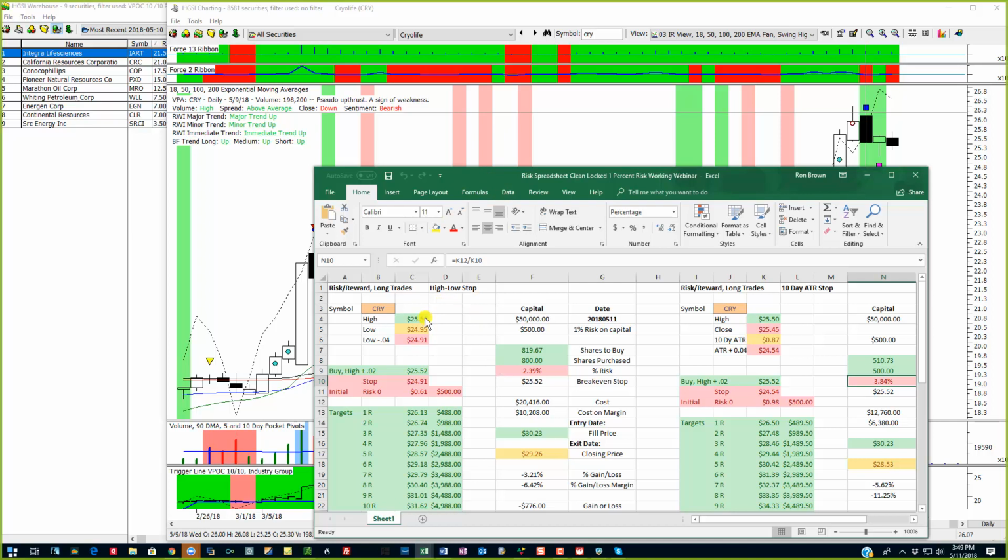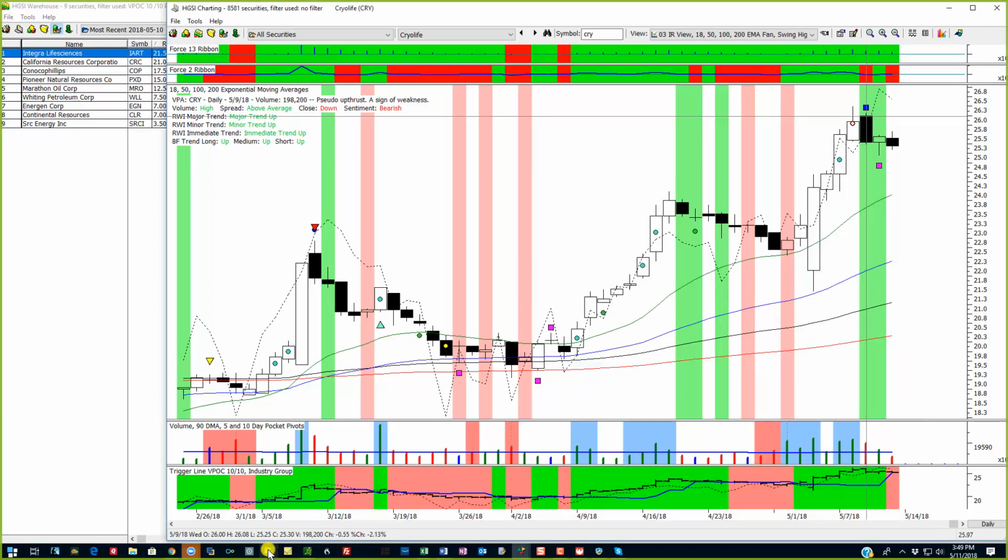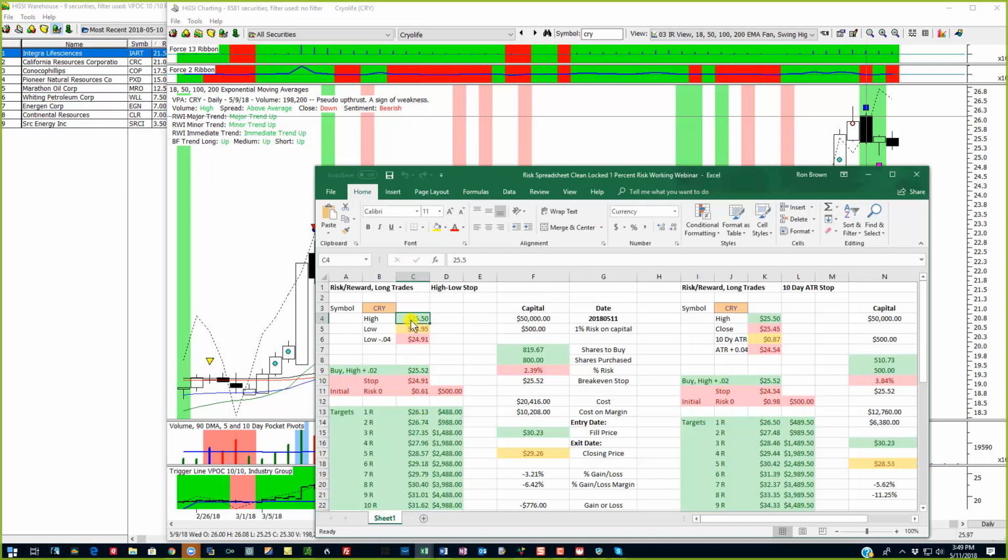I took the high from yesterday. I took the low from yesterday. No, I took this high. I'm sorry. Did I take that high? No, I did this wrong. Let's do it correctly. This is the high I wanted. Change everything. I just threw this together in a hurry and then I lost it. 26.08. But you'll see how this works. Whoops, not that much. So that changes everything, as you can see.